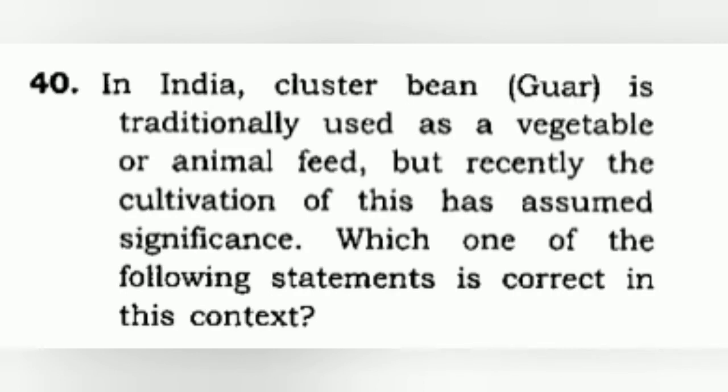Now we have, in India, cluster bean guar is traditionally used as a vegetable or animal feed, but recently the cultivation of this has assumed significance. Which one of the following statements is correct? And there are 4 statements. Now what I wanted to say in this question is that if you have an easy option that you can differentiate so easily, that question becomes easy. But if you have a difficult question, where all 4 are mostly overlapping, it becomes difficult.